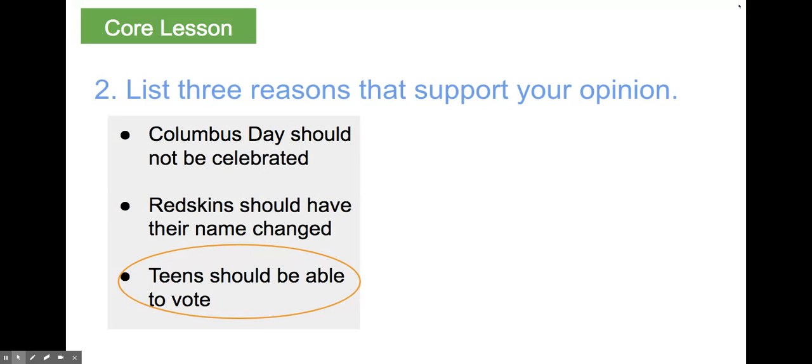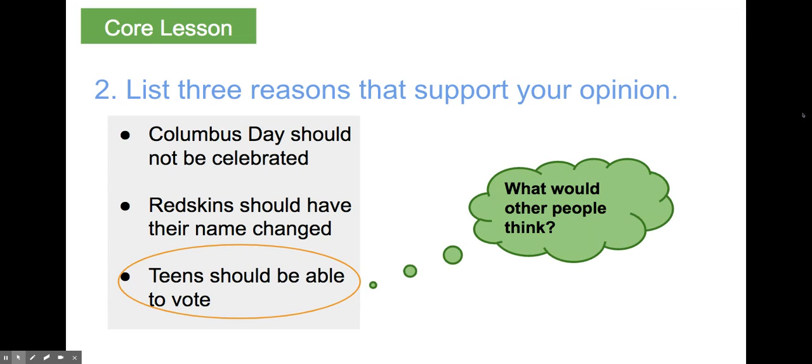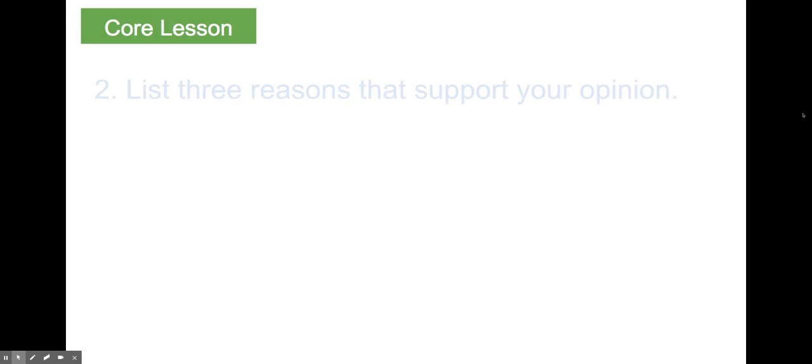For the second step, after you have a topic that is an opinion, you then want to go ahead and support that opinion with 3 strong reasons. For today's purpose, we're going to focus on the last example where teens should be able to vote. Again, ask yourself, what would other people think?